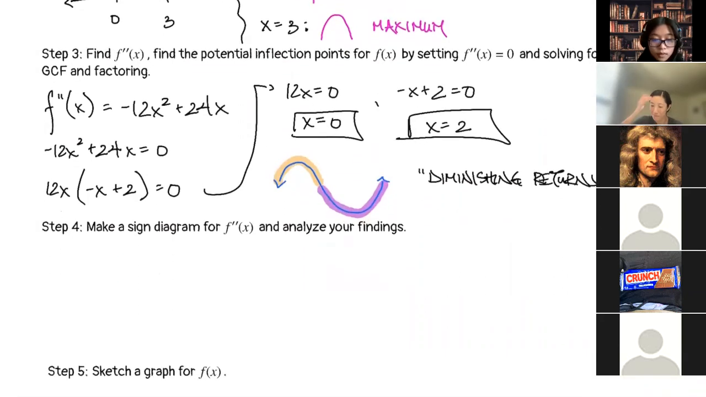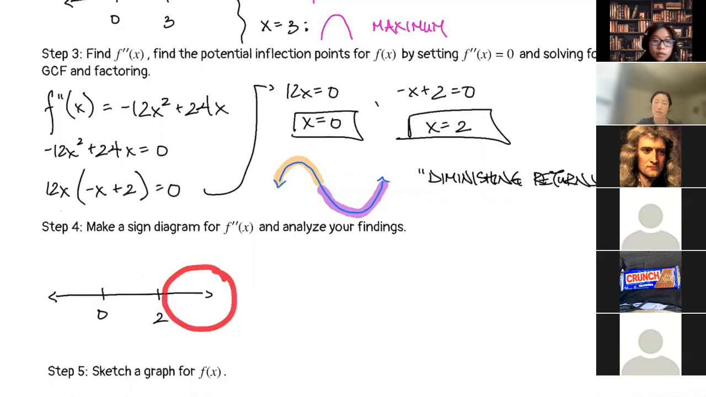All right. So we can make a sign diagram just like we did with the f prime, and then we can analyze our findings. This time I'm going to put on my number line my potential inflection points, 0 and 2. Let's do the same thing. We're going to pick a number less than 0, a number between 0 and 2, and a number bigger than 2.